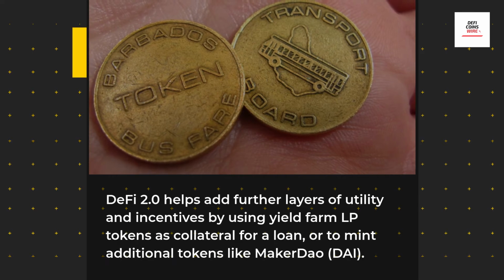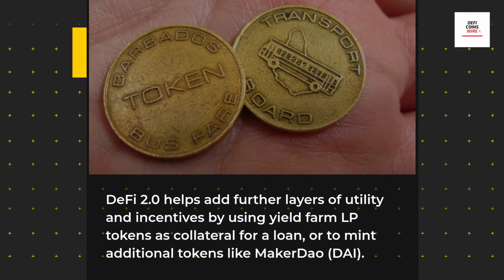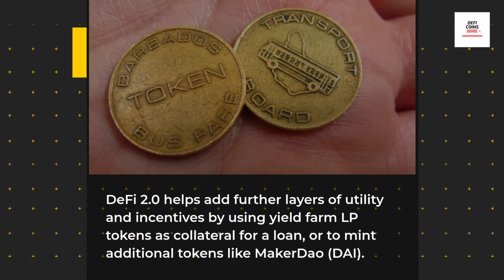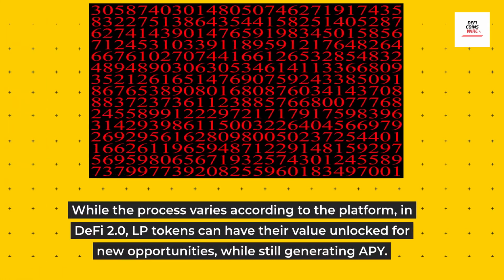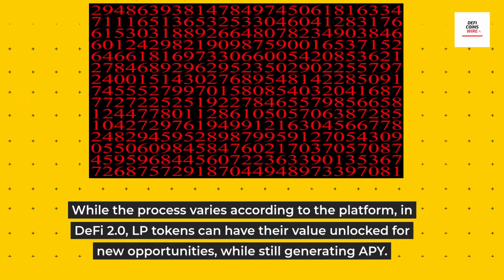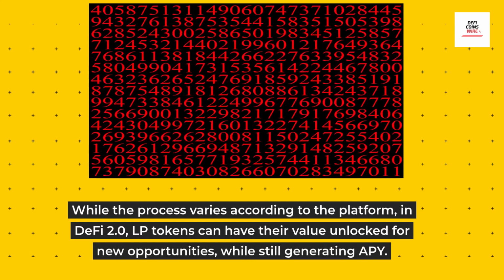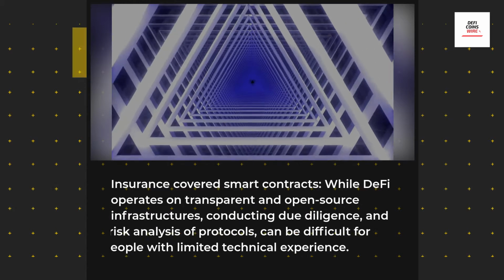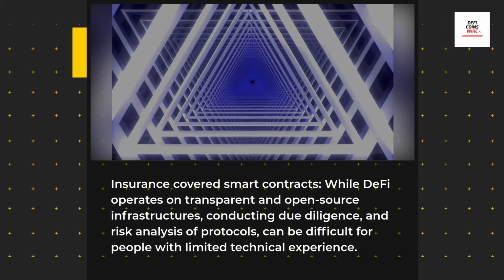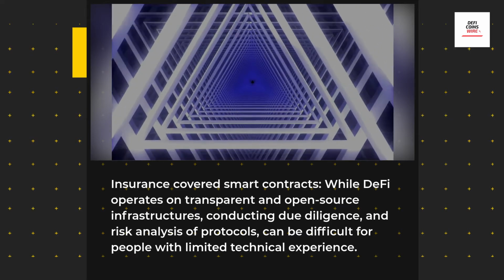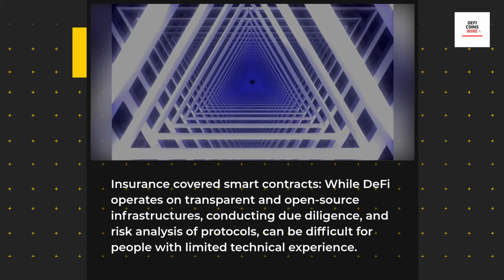DeFi 2.0 helps add further layers of utility and incentives by using yield farm LP tokens as collateral for a loan, or to mint additional tokens like MakerDAO's DAI. While the process varies according to the platform, in DeFi 2.0, LP tokens can have their value unlocked for new opportunities while still generating APY. Insurance-governed smart contracts. While DeFi operates on transparent and open-source infrastructures, conducting due diligence and risk analysis of protocols can be difficult for people with limited technical experience.